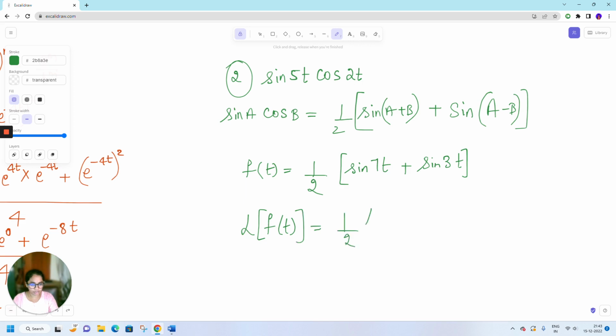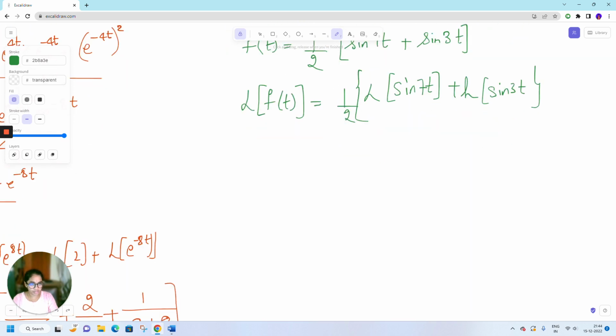So that would be Laplace of sin 7t, plus Laplace of sin 3t. Okay, what is Laplace of sin 7t now? What is the Laplace of sin at formula? It is a divided by s square plus a square.